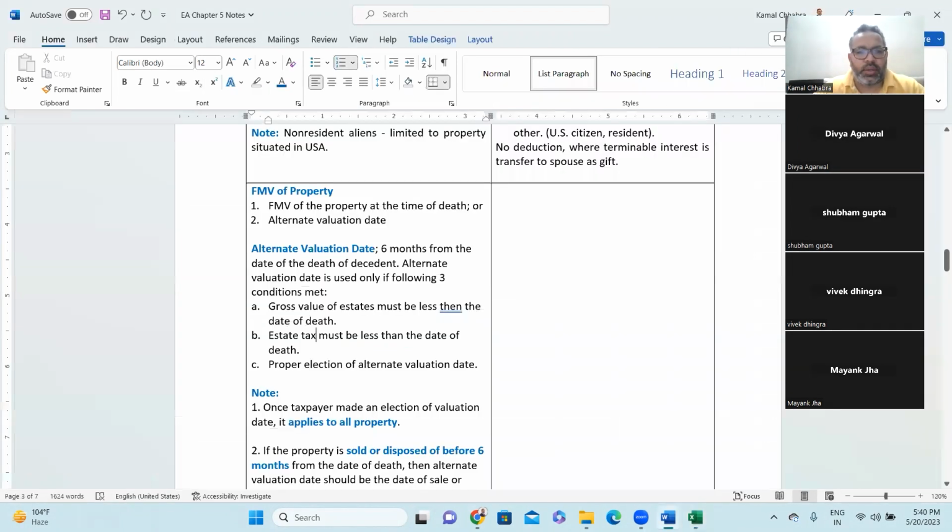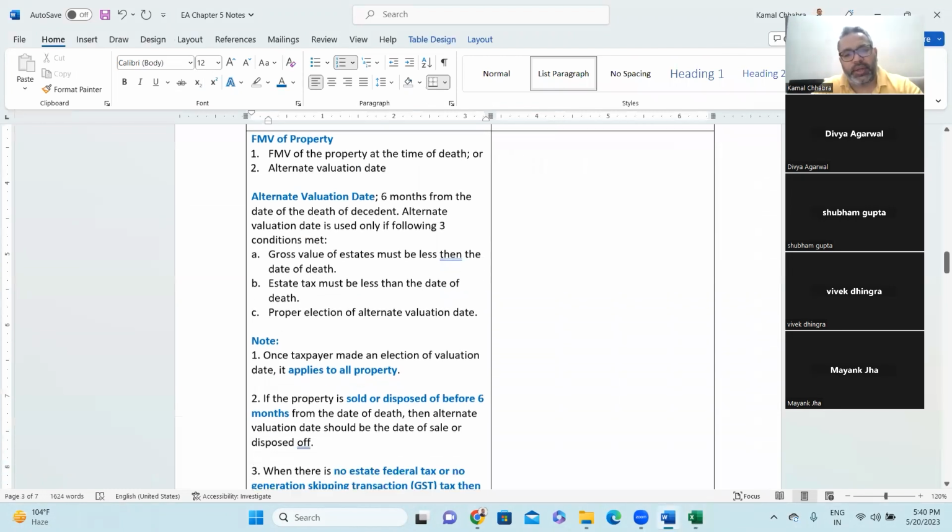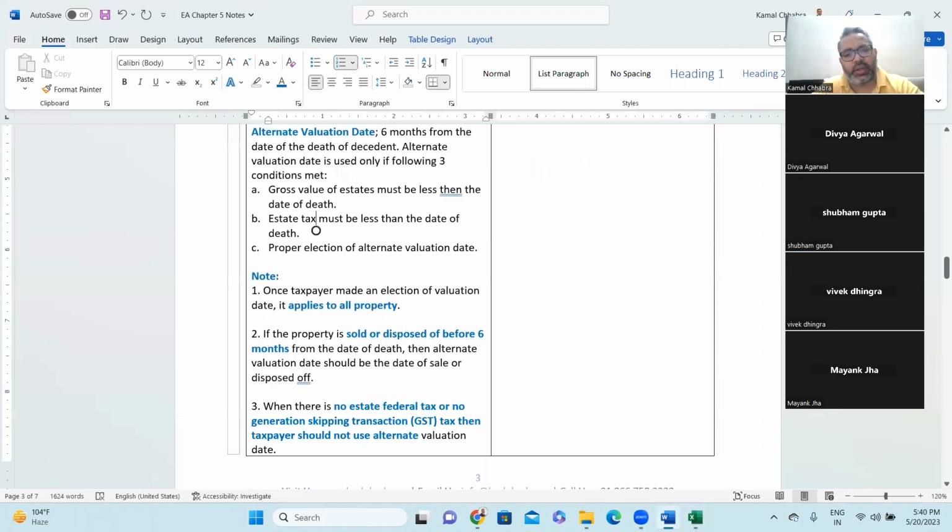Okay. So once the taxpayer makes an election of valuation date, it applies to all property. That means it should not be that for half of the property you are taking the date of death, and for half of the property you are taking the alternate date. No. You need to choose either the original date of death or the alternate date, and that needs to be applied across the assets. Make sense? Yes, sir.